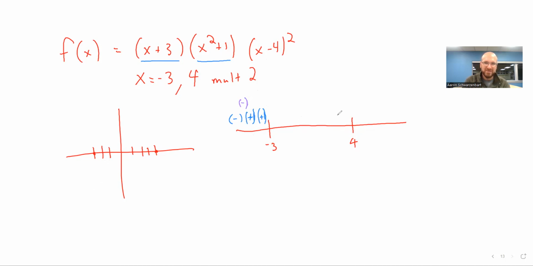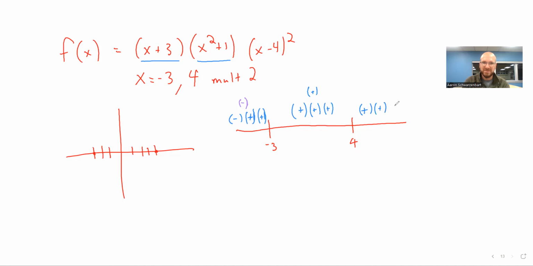When I'm between -3 and 4, let's pick an easy number like 0. 0 plus 3 is positive. 0 squared plus 1 is positive. 0 minus 4 ends up being squared. That's still positive. That comes out to a net of a positive. So I'm above the x-axis between -3 and 4. As I plug in and get these signs, I'm getting whether the y-coordinate is negative or positive. And I pick a number like 5 to the right of 4, and I get positive for all of them.